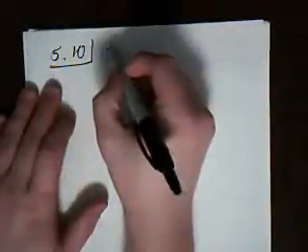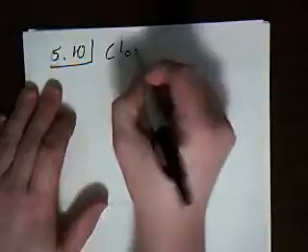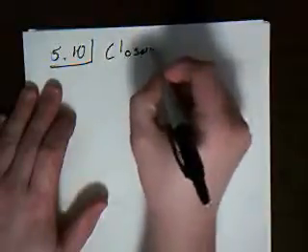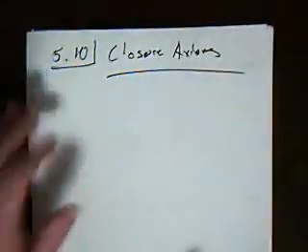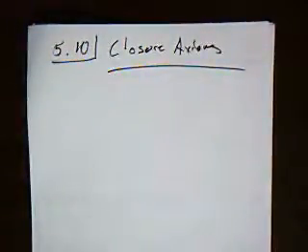In this section, section 5.10, what we're going to be doing can more or less be summed up as the closure axioms. This idea is a little bit more abstract than some of the things you've done in the past, but it's an important concept to understand as far as math goes in the future, especially if you're going to have a future here at MSSM.